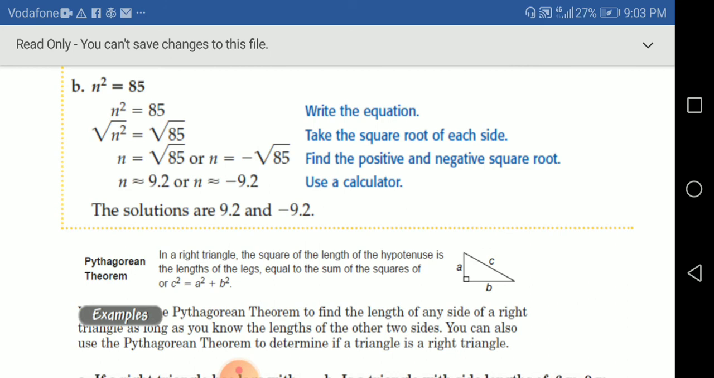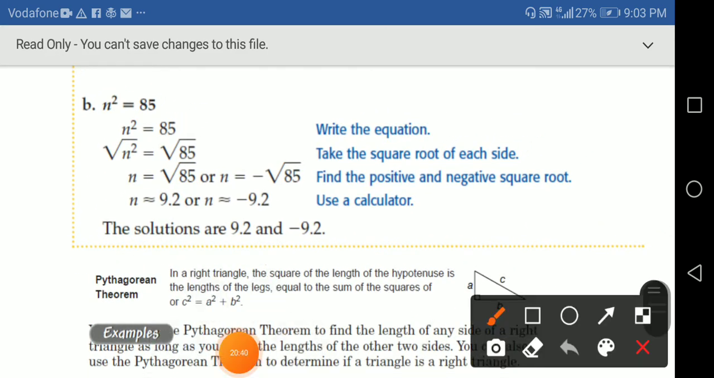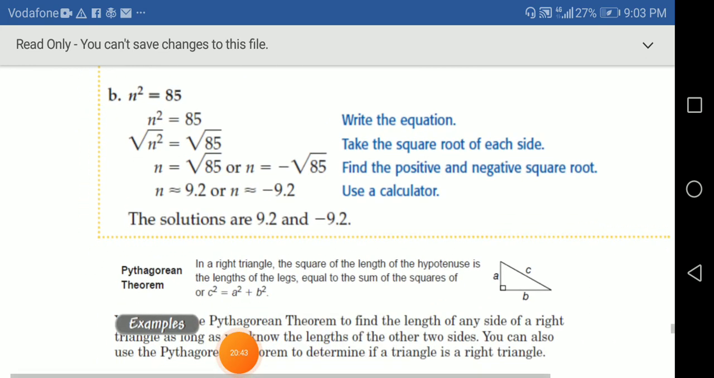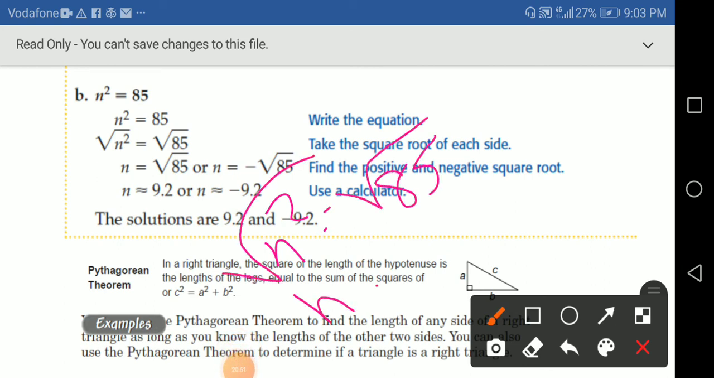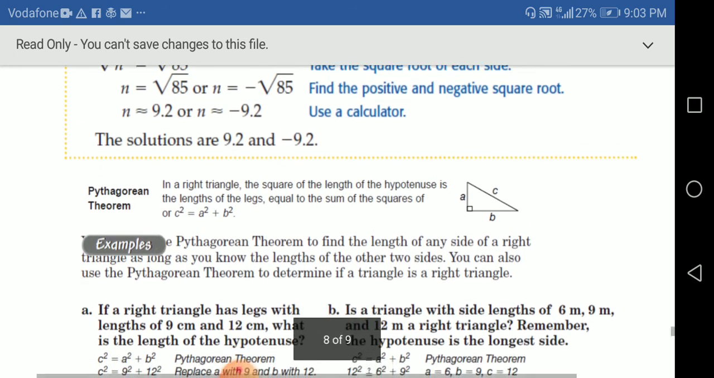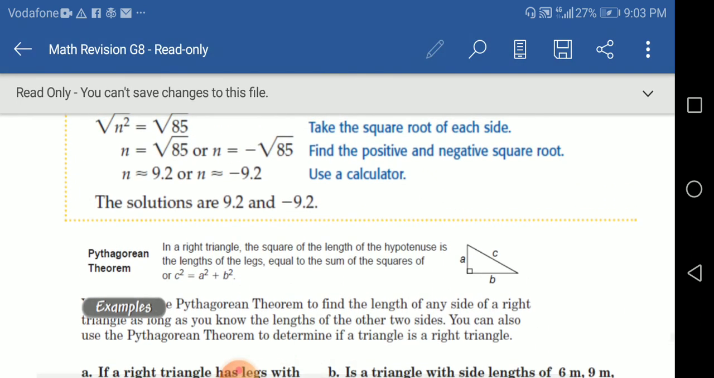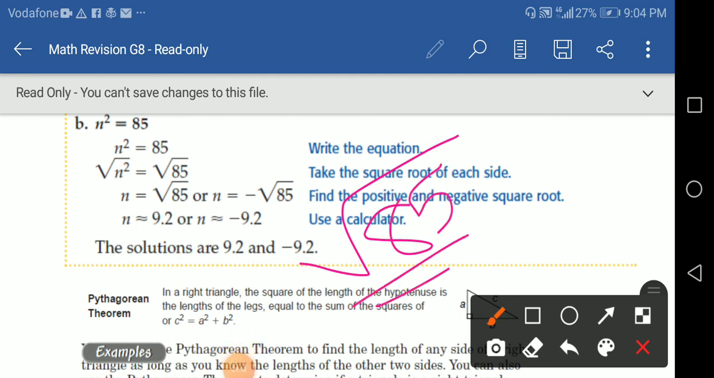I have n power 2 equals 85. So I need to get the value of n alone. I will take the square root of n, and the square root of 85. So n alone will be the square root of 85, and this doesn't give me a perfect square root. The answer can also be negative. So the answer will stay under the square root.